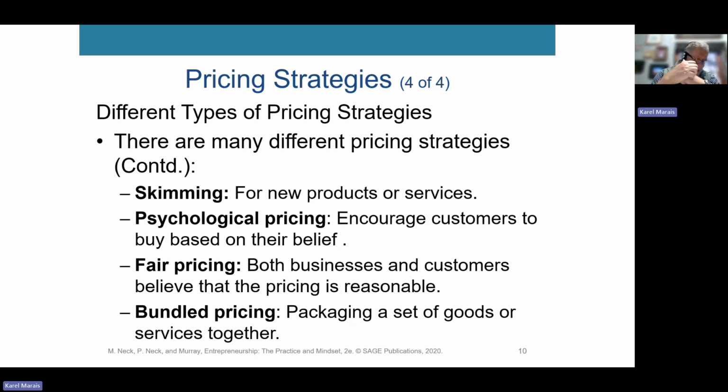There's many ways of using psychological pricing. The idea is that the customer thinks they're getting something cheaper. A flash sale.